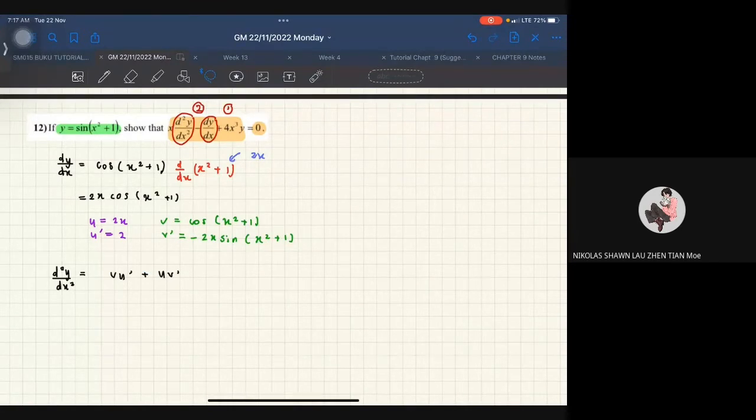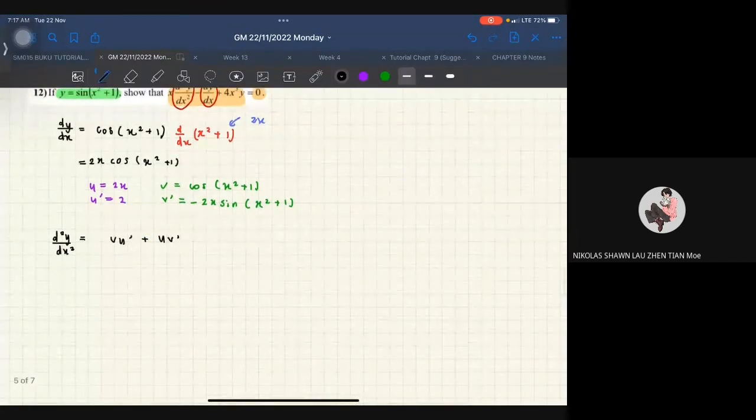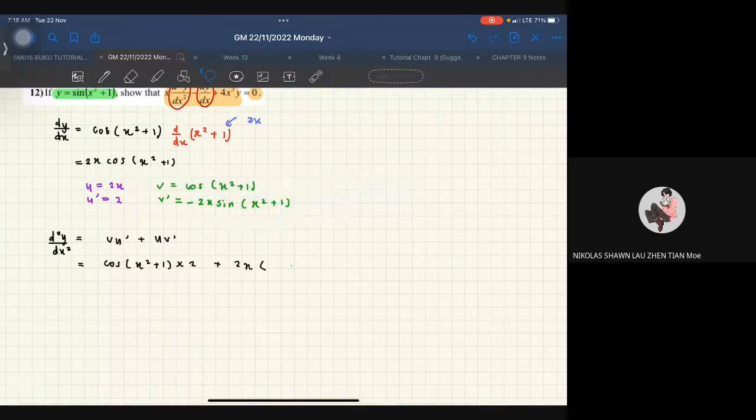Okay, so let's just substitute everything that we have into this formula. Okay, so V saya adalah cos x square plus 1. So I have cos in bracket x square plus 1. Right, and then V times with U prime. So U prime apa? U prime adalah 2. So darabkan dengan 2. Okay, and then tambahkan dengan UV prime. So U is 2x. And then V prime is yang dekat sini. Okay, so saya copy je, paste.